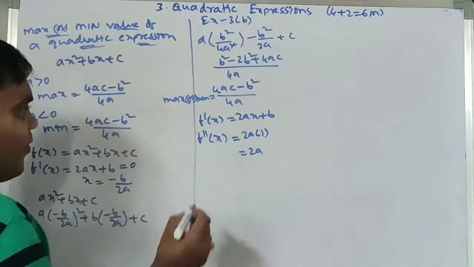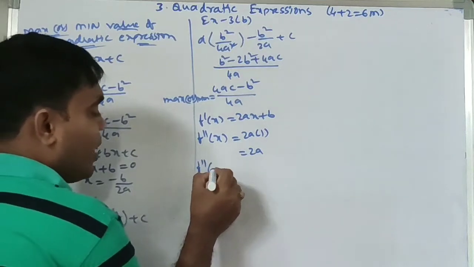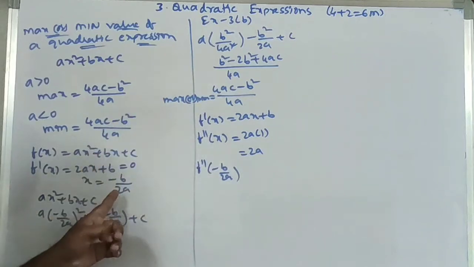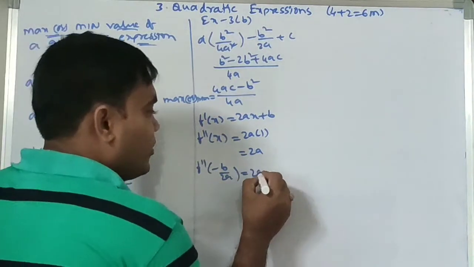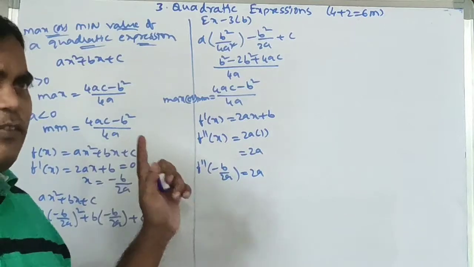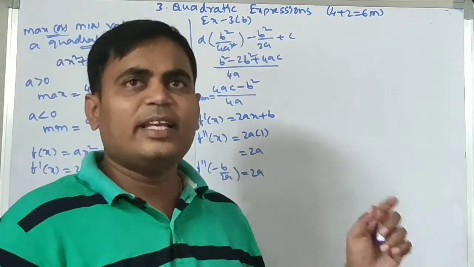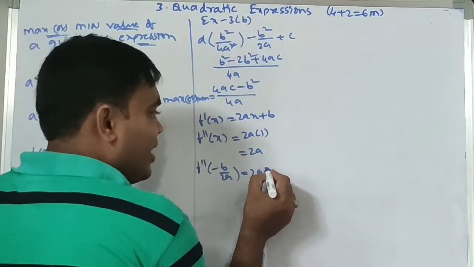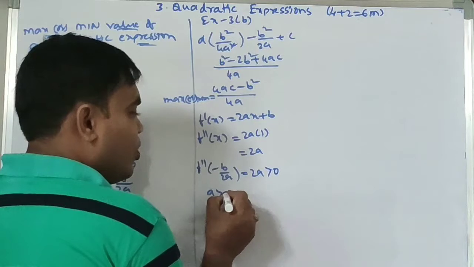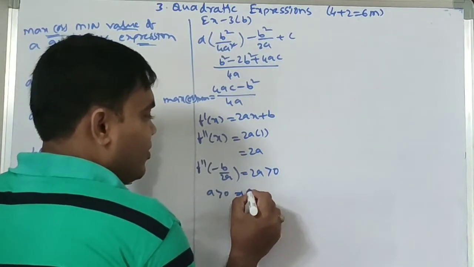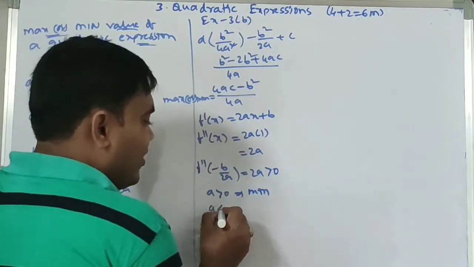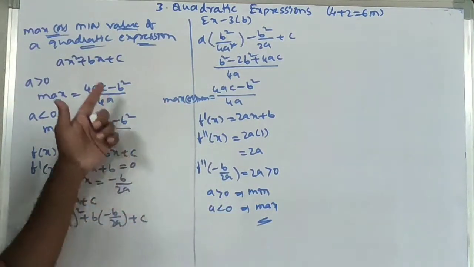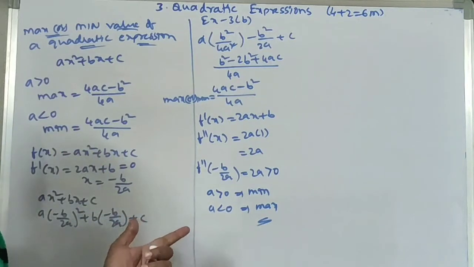So f double dash of minus b by 2a is equal to 2a. If f double dash x is greater than 0, then it contains a minimum. So if a is greater than 0, it is a minimum. If a is less than 0, it contains a maximum. So this is the concept about maximum and minimum values.